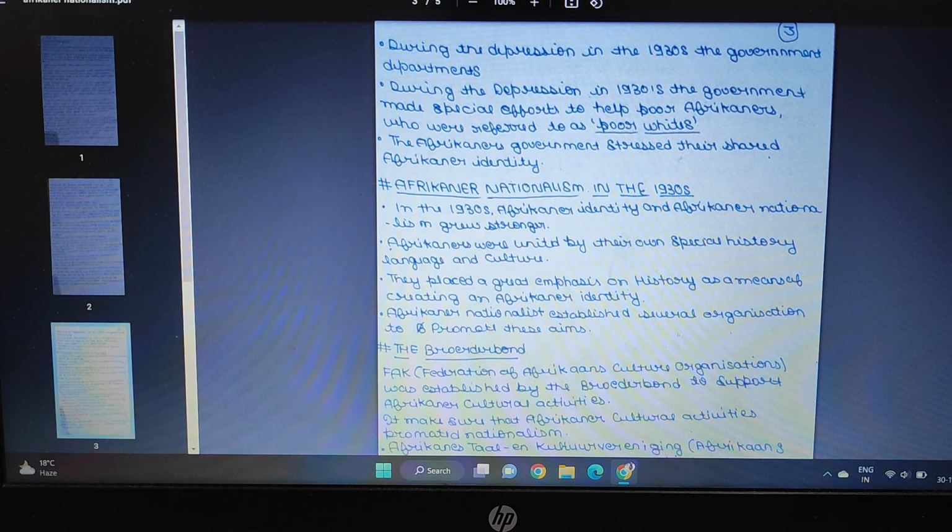What is this Boer Bond? The FAK, Federation of Afrikaans Cultural Organizations, was established by the Boer Bond to support Afrikaner cultural activities. It makes sure that Afrikaner cultural activities promoted nationalism. So they started to promote cultural activities, and their main point was to promote Afrikaner nationalism so that people can be united and they can form their own republic.